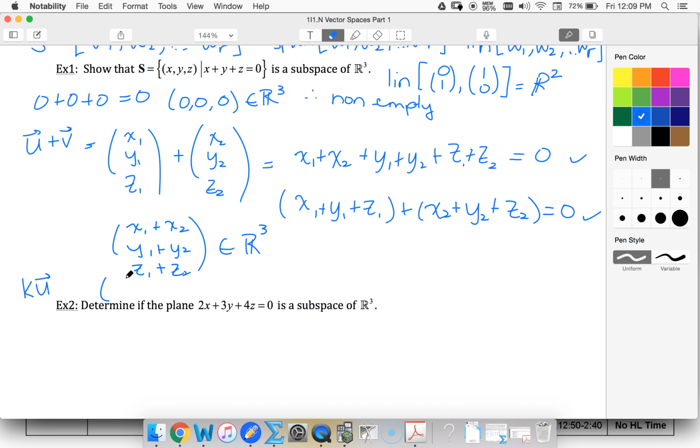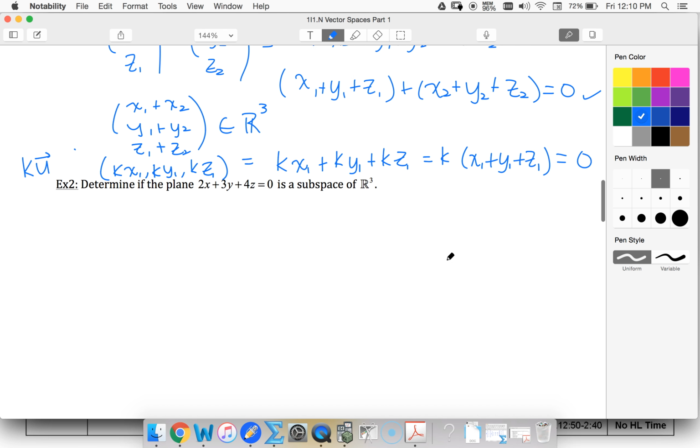And then if we look at ku, this would give us (kx1, ky1, kz1), which is k times (x1, y1, z1). This is going to be 0. This is an element of R3, so we're also closed under scalar multiplication. So also an element of R3, so it must be a subspace.